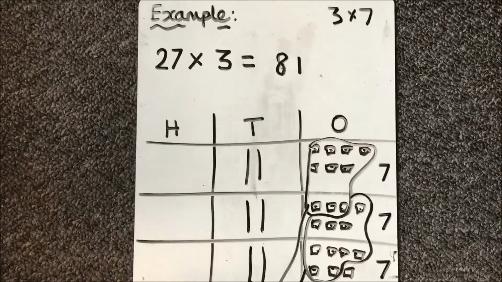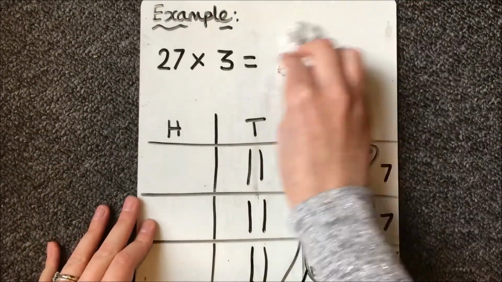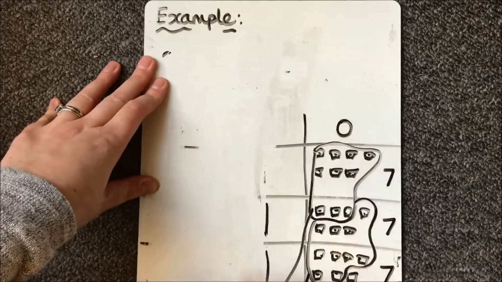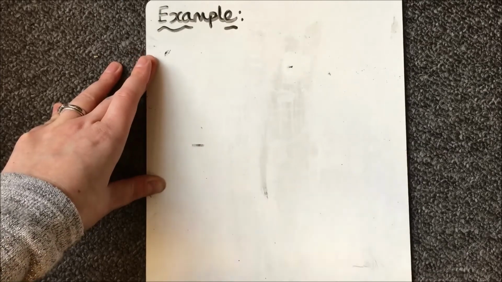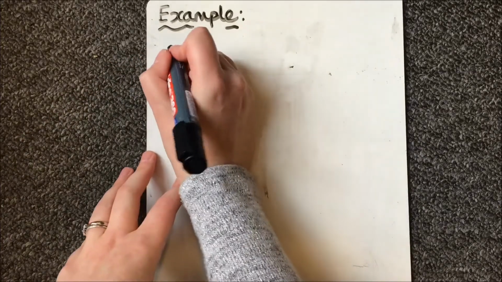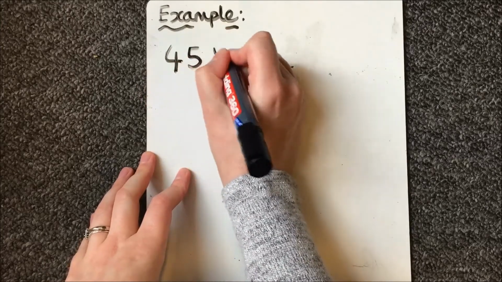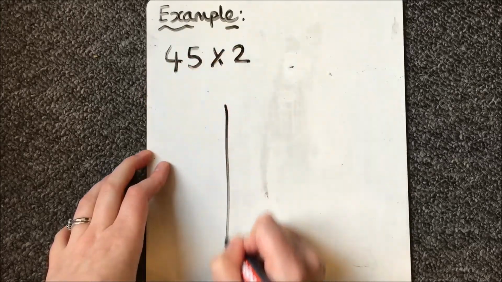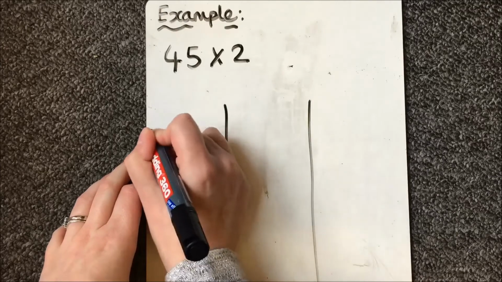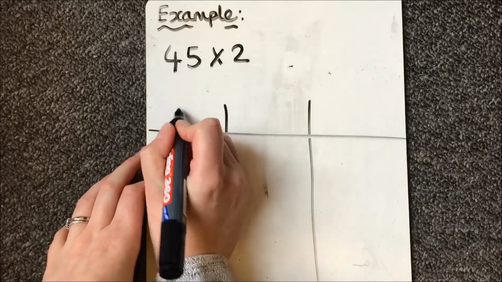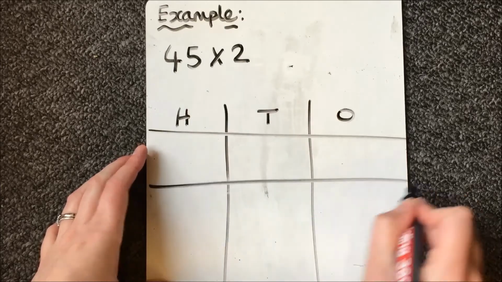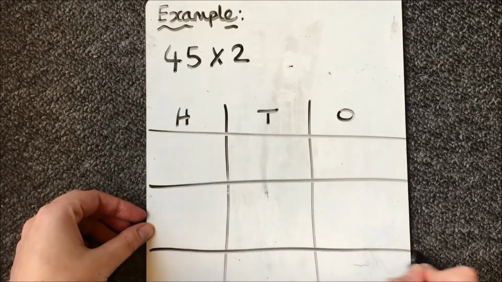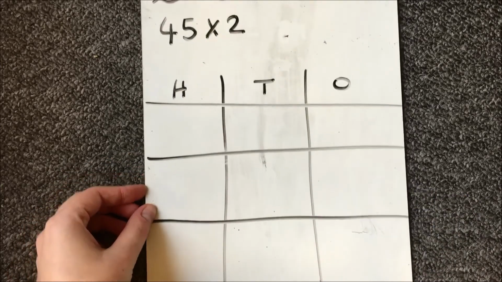This time I'd like you to get a whiteboard or a piece of paper and do it along with me. Whilst I'm rubbing out, let's see what our next number sentence is going to be. It's going to be 45 times 2. Are you ready? 45 times 2. Let's draw out our place value grid. Hundreds, tens and ones. This time I need 2 rows, because it's 45 by 2. And the 1 at the bottom to add up.